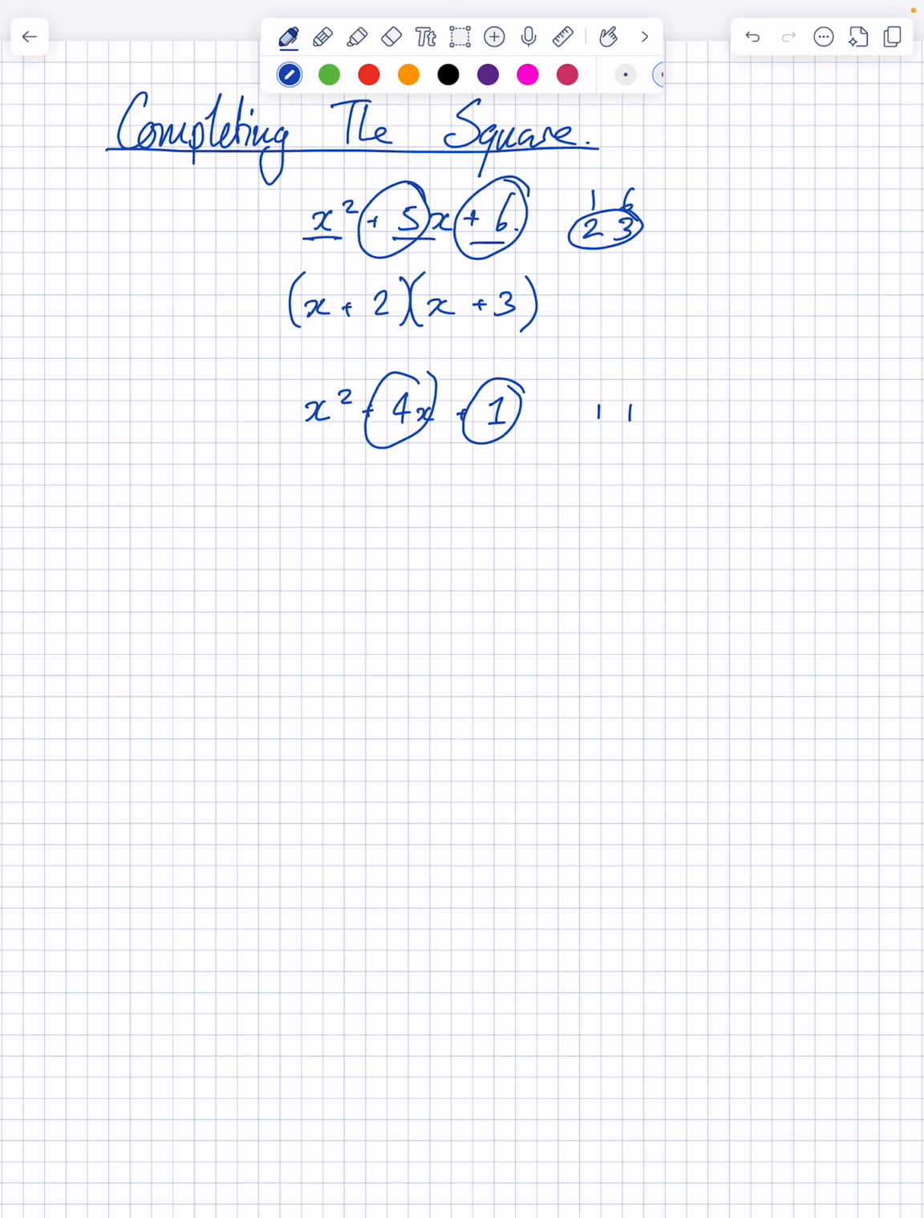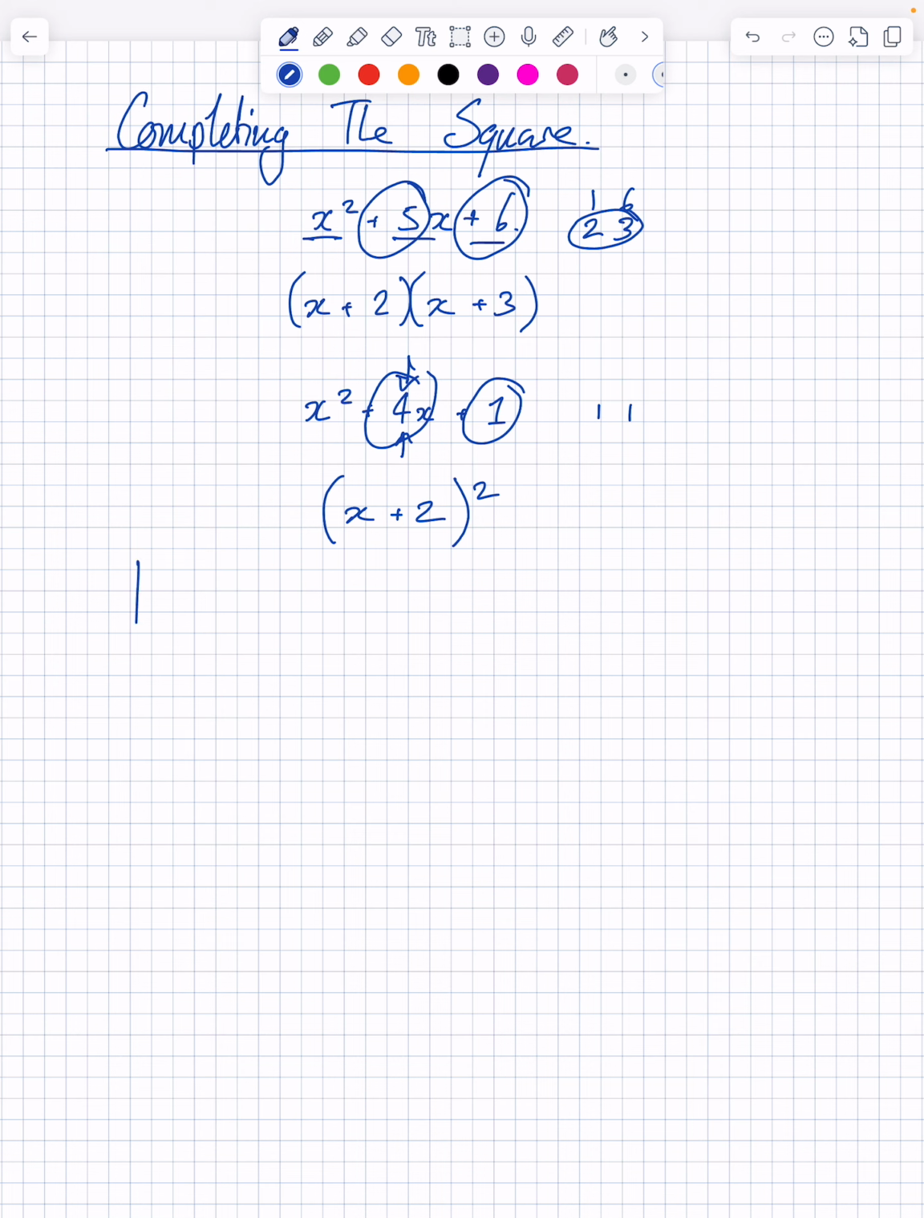So what we're going to do is start off with a bracket squared. So x is going to be in that bracket, and we're going to add or subtract something and then square it. So in this case, we're going to halve this number here, this plus 4, and stick that in the bracket. So x plus 2 in the bracket, all squared.